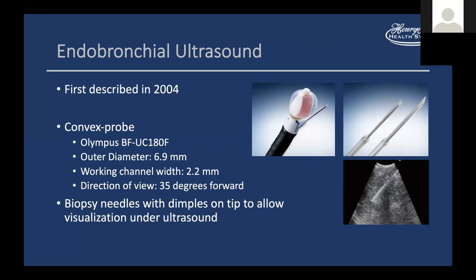As you can see here in the picture, the camera is not at the tip of the scope like a normal bronchoscope. This is the ultrasound probe. And the direction of view for the camera is at 35 degrees. So for those of you who've used an EBUS scope before, it's kind of like walking while holding a stick in front of you and looking up. So driving it can be more challenging. The needles that we use have dimples on them, and that allows us to see the needle itself when we're sampling the lymph nodes.